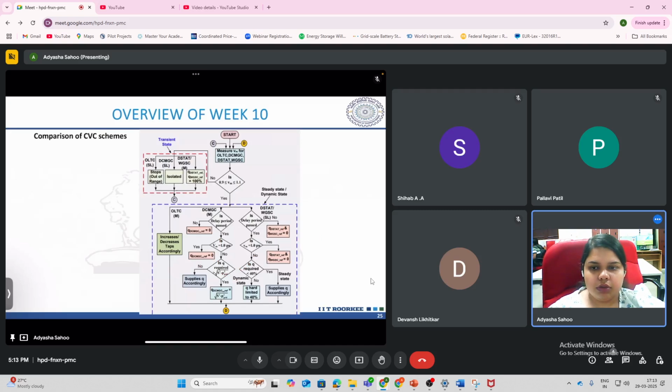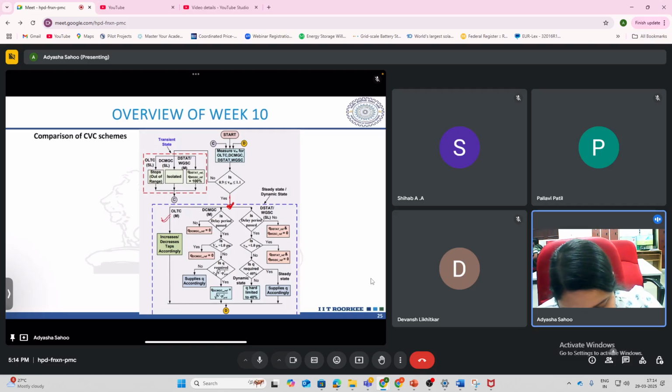Now we will see its operation with respect to the time delay. Again, we are checking the condition, and if the voltage is within limits, then we will see whether it is in steady state or dynamic state. After coming here, we basically apply the master, which is the OLTC. You can either increase the tap or decrease the tap, whether you want to increase the voltage or decrease the voltage.